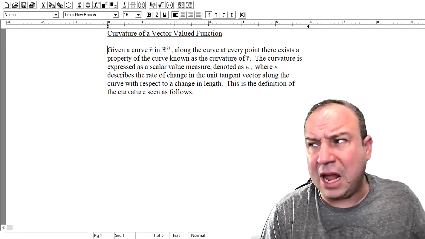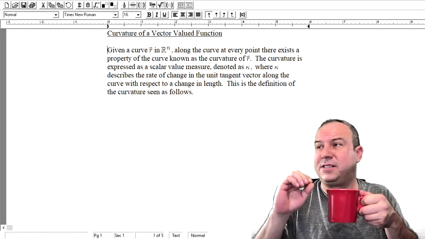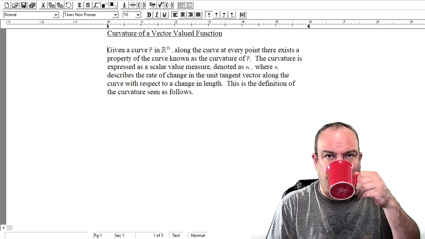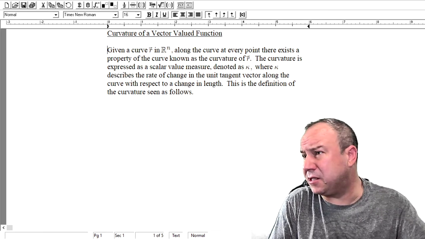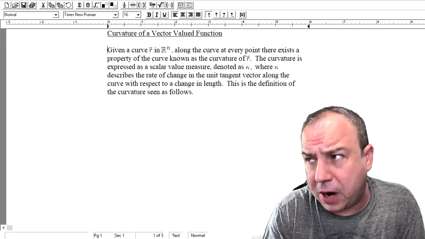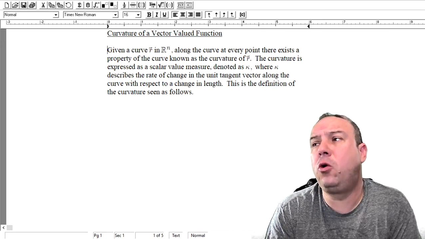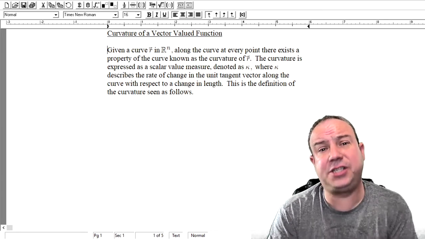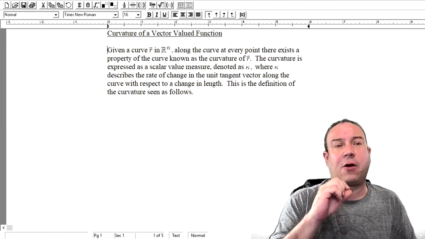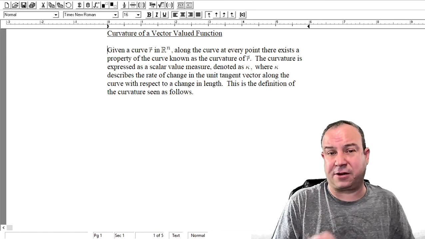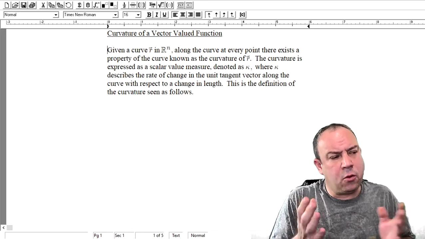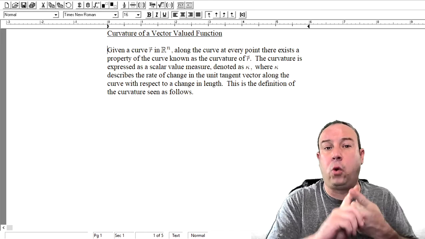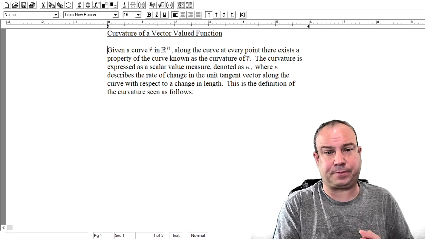And we denote it as the symbol kappa. It looks like a little K there, but that is a kappa. What kappa describes, folks, what curvature describes, is, like I said, how quickly we change direction. And the way we go about summarizing how quickly we change direction is by looking at the rate of change in the unit tangent vector along the curve. We don't so much care about the direction of that change, but what we do care about is how quickly it is changing.